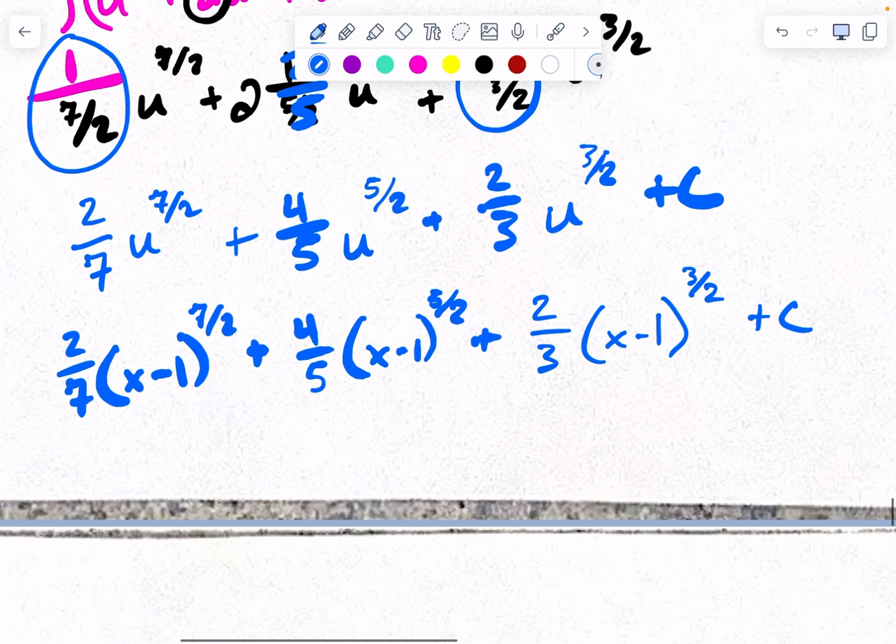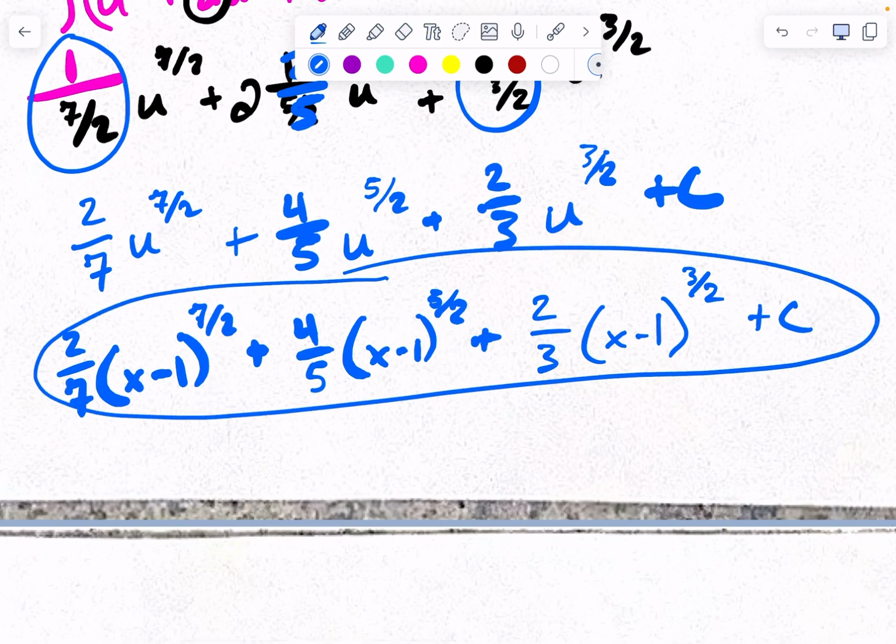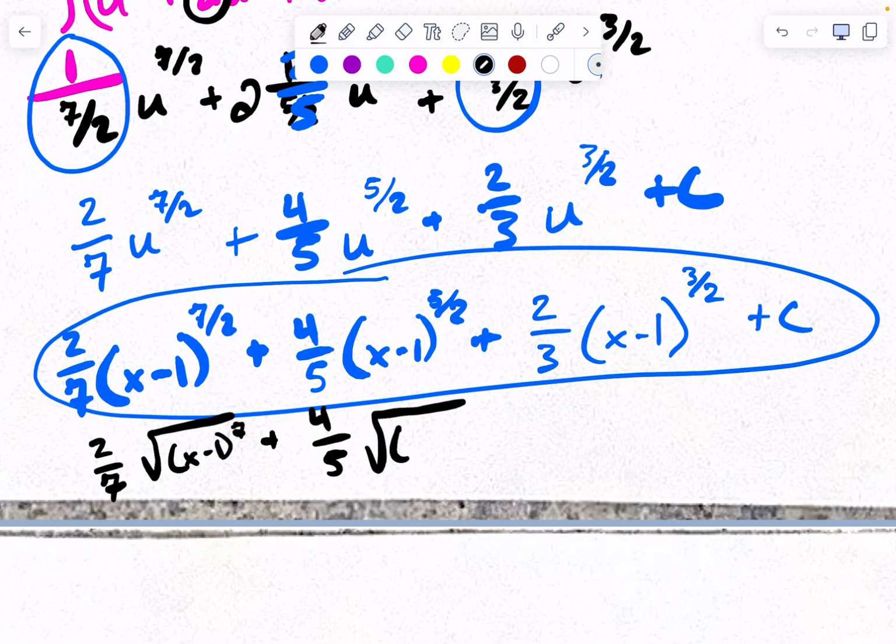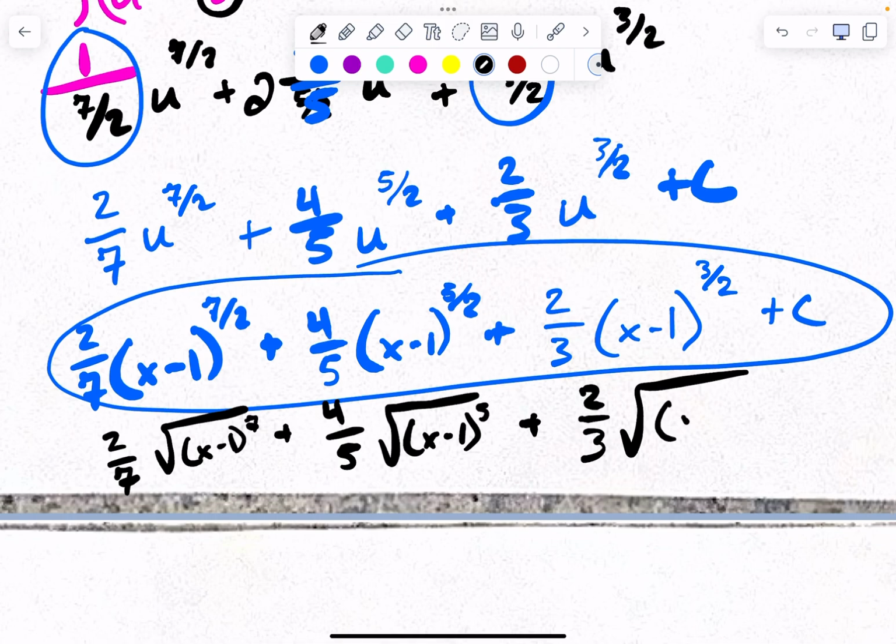Now, if you really want to get fancy, you don't have to, but I'll write it out. The halves power is the square root, so this is technically the square root of x minus 1 to the 7th plus, you don't have to write it down like this, square root x minus 1 to the 5th power plus 2/3 square root x minus 1 to the 3rd power plus c. So if you want to put the roots back in there, that's what that means. You do not need to do that, but I'm just showing you, maybe you like that better.